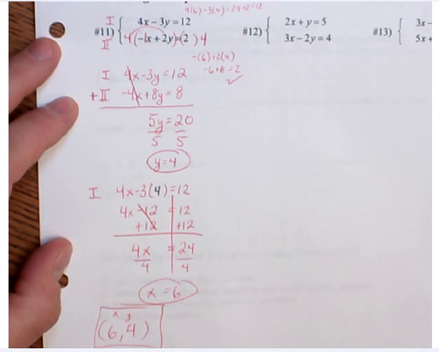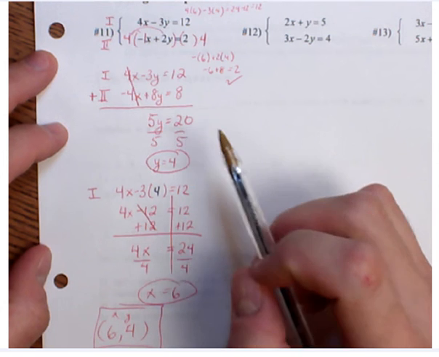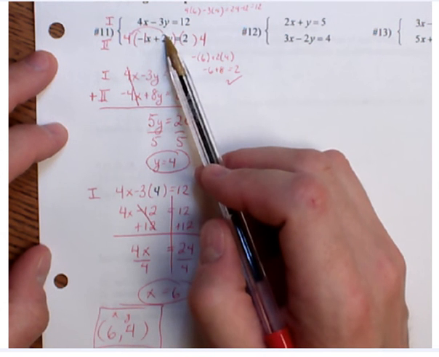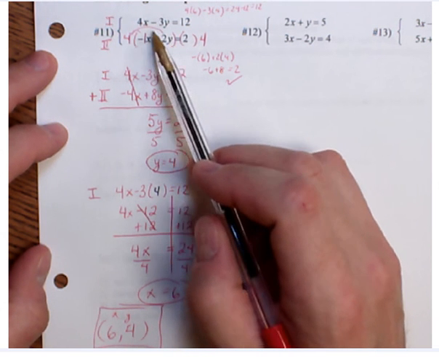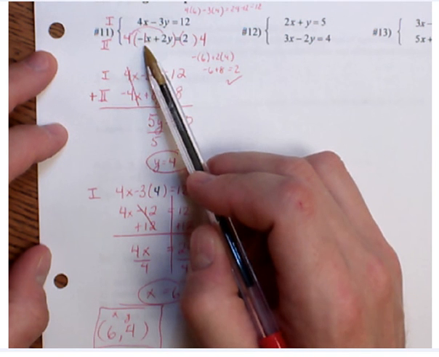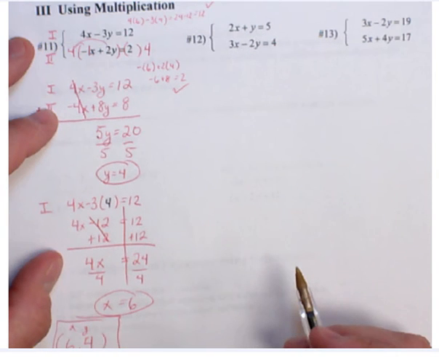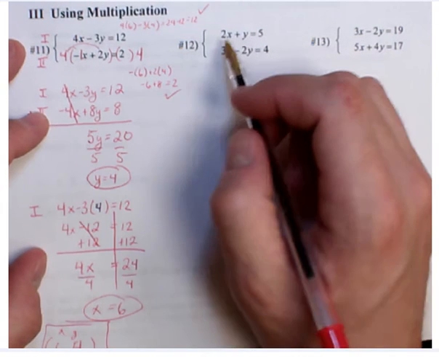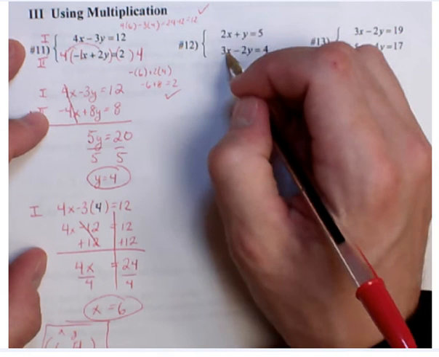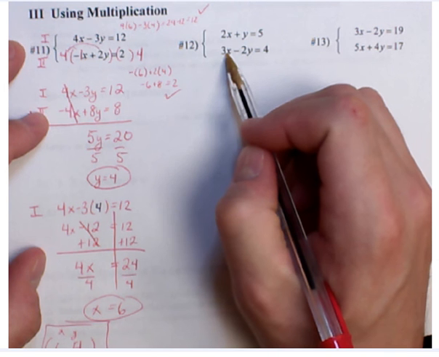Okay, so what you're thinking when you do this is, what can I do to eliminate a variable? Can I make these opposite coefficients? That's a positive 4x, make this a negative 4x, and then you multiply. Okay, look at number 12. You have, let's look at the x's and let's look at the y's. So the x's are 2x and 3x.